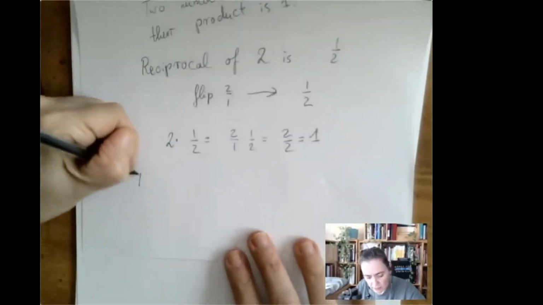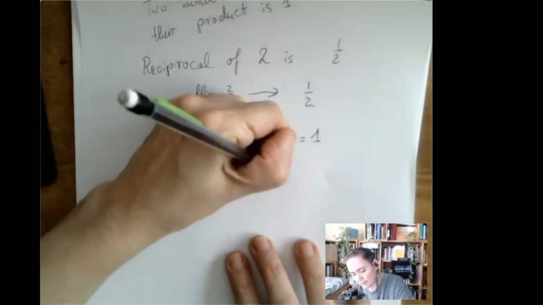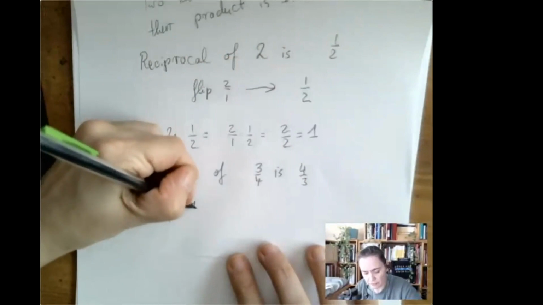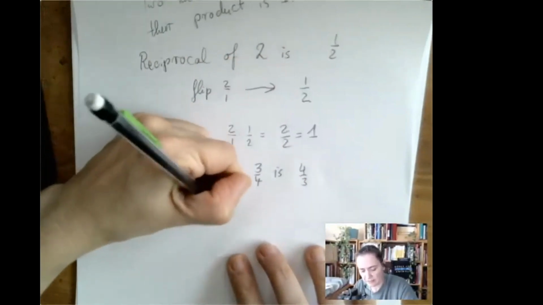The reciprocal of 3 over 4 is 4 over 3, because 3 over 4 times 4 over 3 is 12 over 12, which is 1.